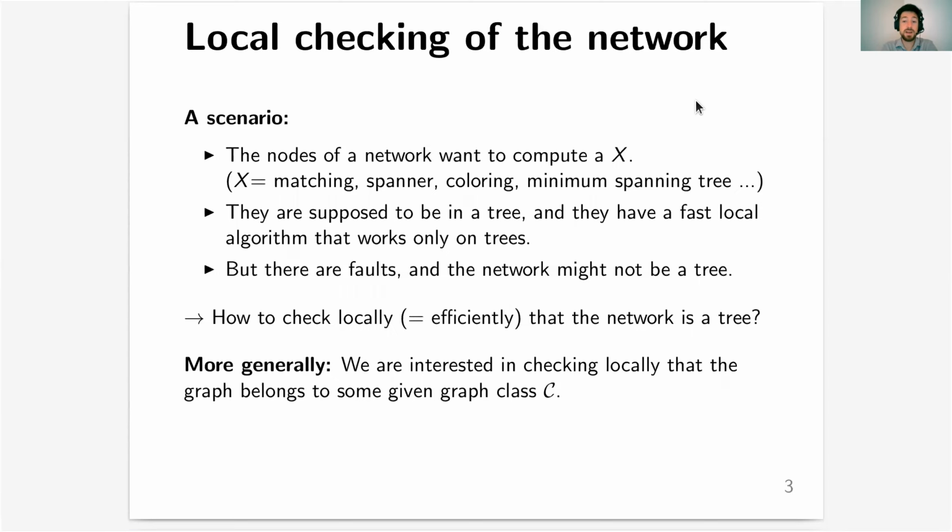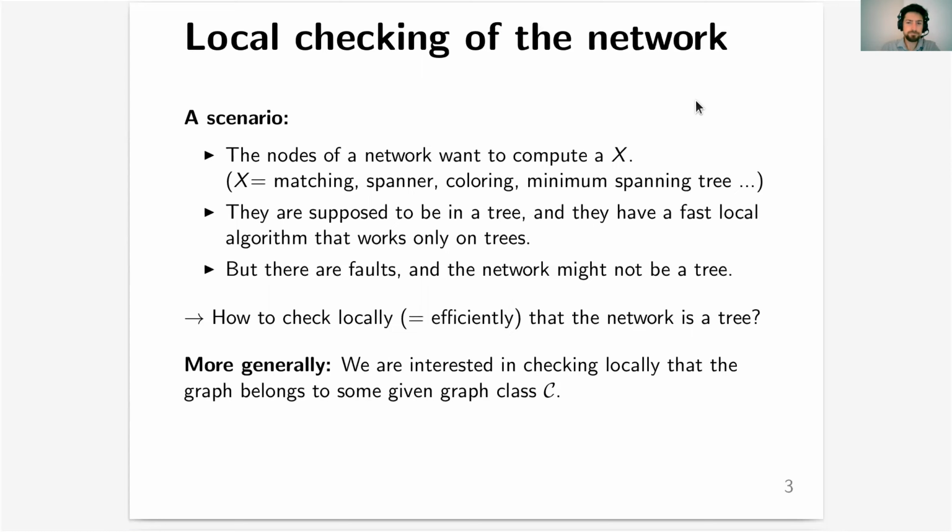And this is bad because if you run your algorithm tailored for trees on something that is not a tree, you might run into trouble. For example, it might not terminate. Now, what we would like to do is to be able to check locally that the network is indeed a tree before we run the algorithm. And we want to do it locally because we want this verification to be efficient. We do not want the verification to be very long compared to this fast local algorithm.